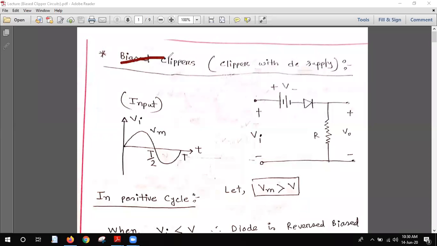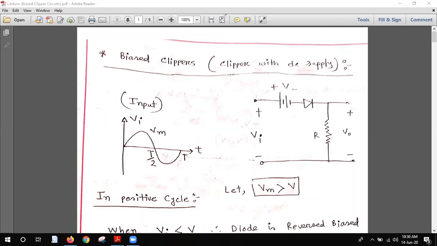So basically, the biased clipper is known as the clipper with the DC supply. Yesterday I also discussed the clipper with a DC supply. My students, I have already given you the book. I'm giving you the class lectures every day, but if you want to study more, definitely the book is the main source. So please use your book also.